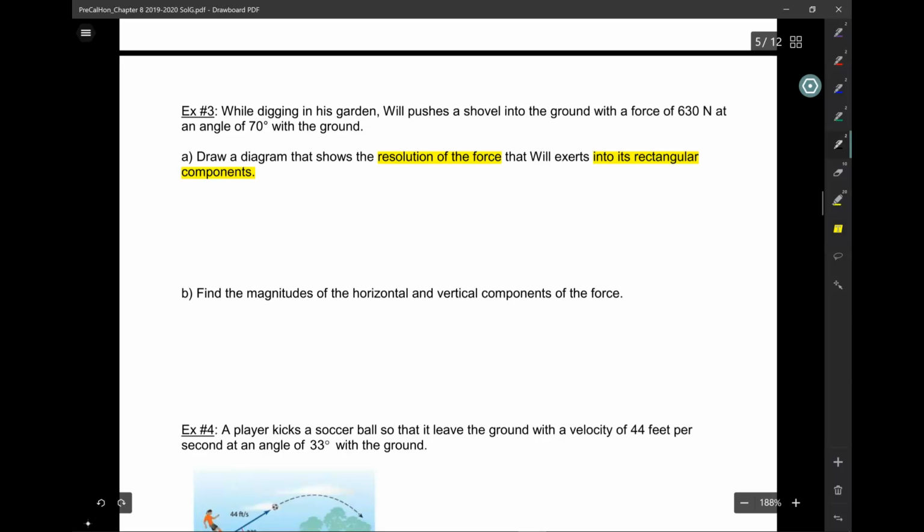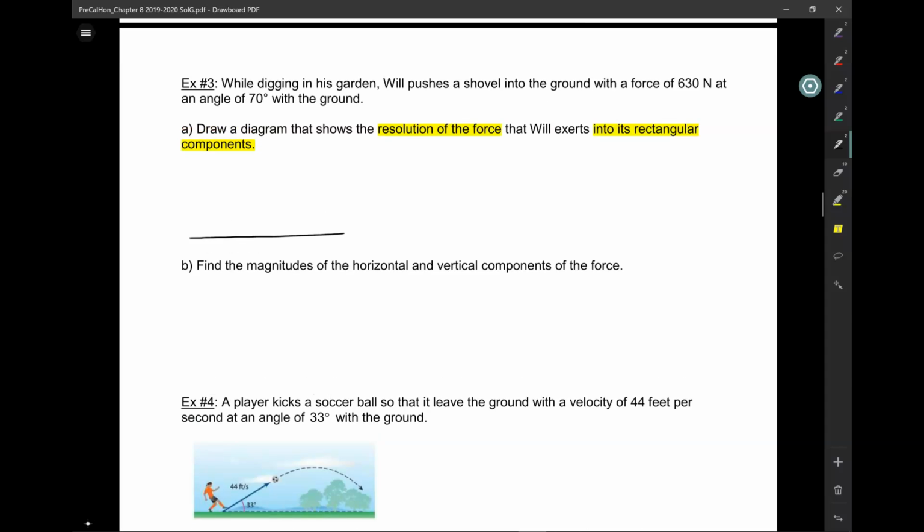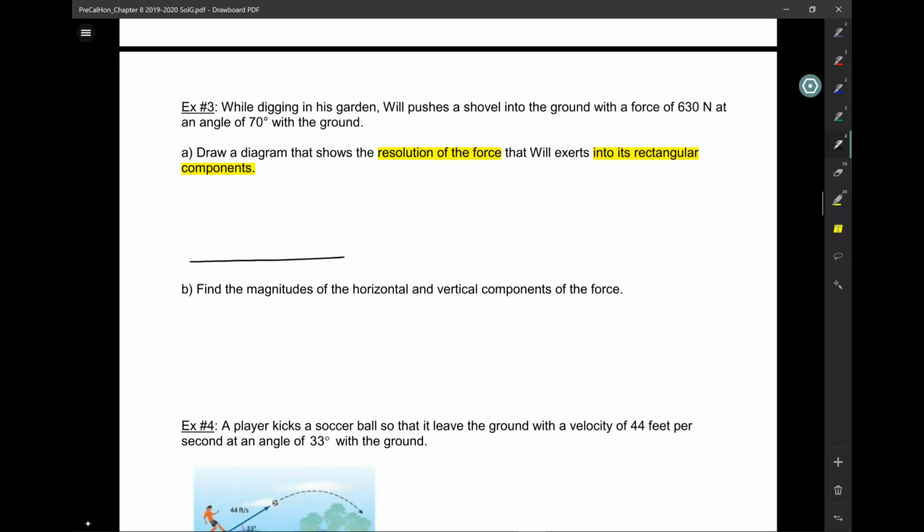So let's first draw a picture. I always stress in math the difference between a picture and a mathematical diagram, right? Like here, there is another picture, but that's not a diagram. So here is a picture. This is the ground. And here is that shovel. And Will could really be standing in whatever direction. That's the best I could do to draw a shovel. The shovel has an angle of 70 degrees with the ground.